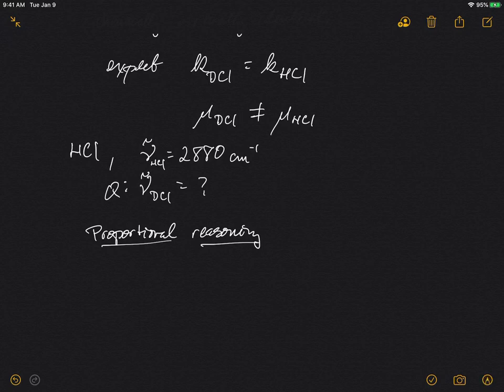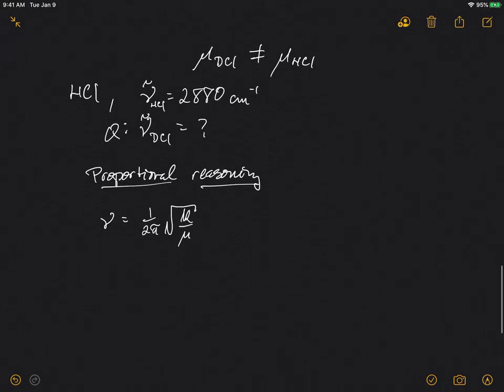We know that frequency is 1 over 2 pi times the square root of k over mu, but k doesn't change in this system, and 2 pi doesn't change in this system. So really what we're interested in terms of our proportional reasoning is that our frequency is proportional to, I'm using this proportional to symbol, which looks kind of like an alpha, 1 over the square root of mu.